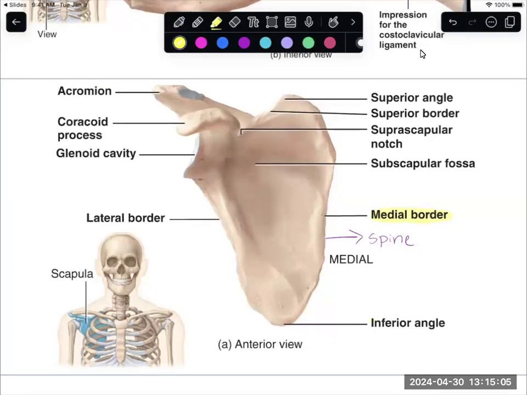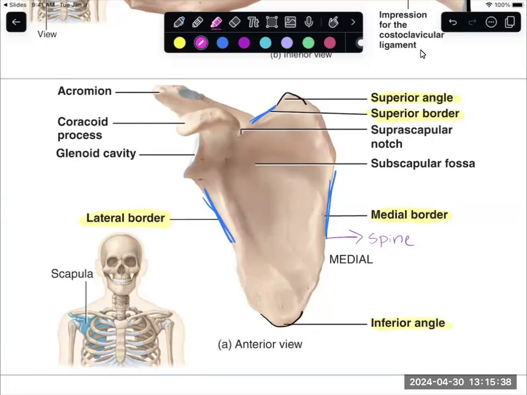Then we have an inferior angle, a superior angle, a superior border, and a lateral border. So that superior angle is that point at the top, inferior angle is that point at the bottom. Our superior border is this flat part here. Here's that medial border and that lateral border of the scapula.